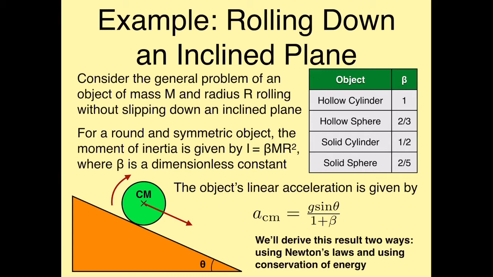So what we're going to show is that the object's linear acceleration, so the acceleration of the center of mass as it rolls down the ramp, is given by g sine theta over 1 plus beta. We're going to derive this result two different ways. First, we're going to use Newton's laws of motion, and then we're going to use conservation of energy.